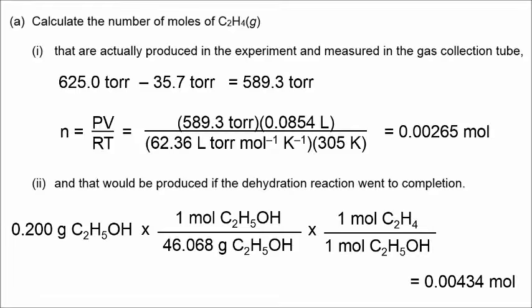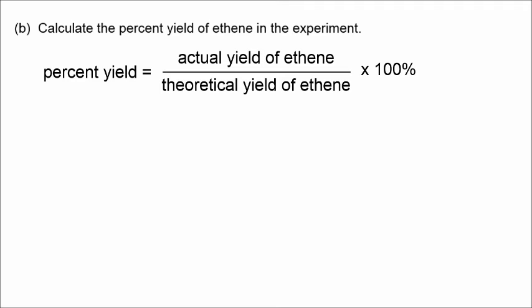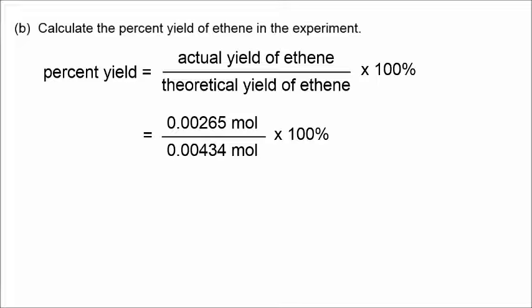So the percent yield would be equal to the actual yield divided by the theoretical yield. So in this case, 0.00265 moles that was actually produced divided by 0.00434 moles that would have been produced if the reaction had gone to completion. So we get 61.1% yield.